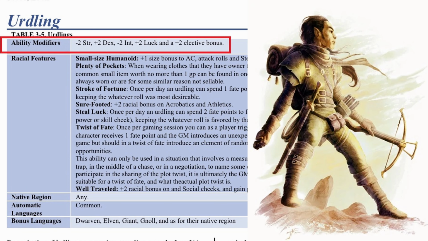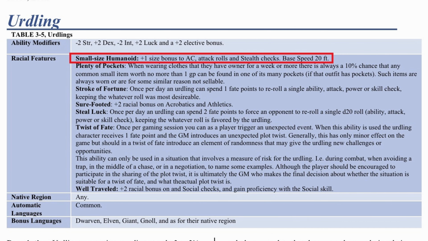Let's turn our attention to the luck-touched Urdlings. These enigmatic beings possess the following ability modifiers. That is a -2 to strength and a +2 to dexterity due to their small size. And unlike the Jinx, Urdlings are not very analytical or logical and therefore have a -2 penalty on intelligence. But they seem to be blessed with incredible luck and thus gain a +2 bonus to their luck ability. Just like the Jinx, they are small sized and therefore gain the same size-based penalties and bonuses as the Jinx.